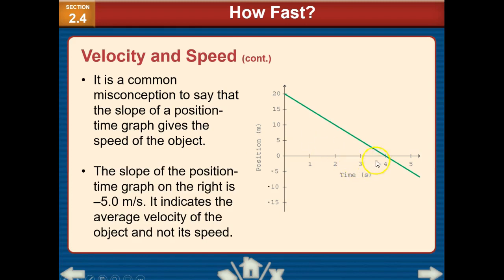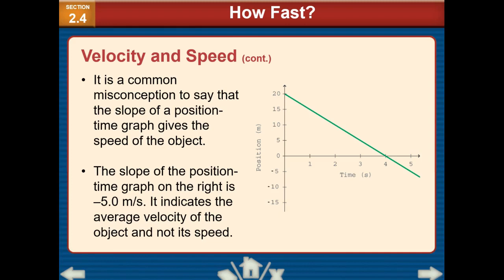okay, the slope of this graph, the slope of this object, it starts at 20. It goes to 0 in 4 seconds. So its rise is actually negative 20. Its run is 4. Negative 20 divided by 4 is negative 5 meters per second for its velocity.